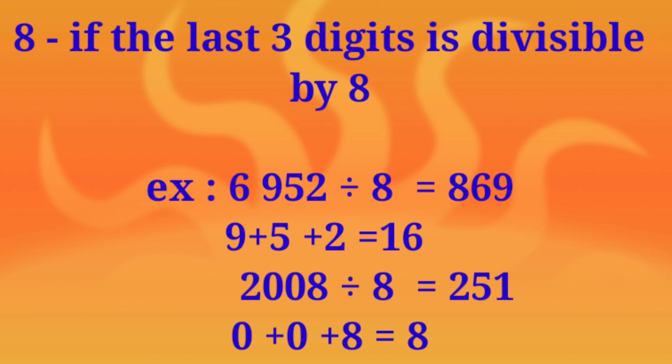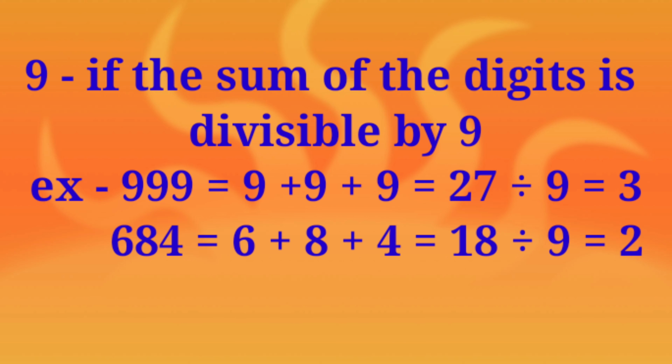Now, let's come now to the next, 9. When is a number divisible by 9? A number is divisible by 9 if the sum of its digits can be divided by 9 without any remainder. Okay, so I have there an example, 999. So if you add the 3 digits, 9 plus 9 plus 9, that makes 27. Okay, so 27 can be divided by 9 because if you divide 27 by 9, that makes 3. So there is no remainder at all.